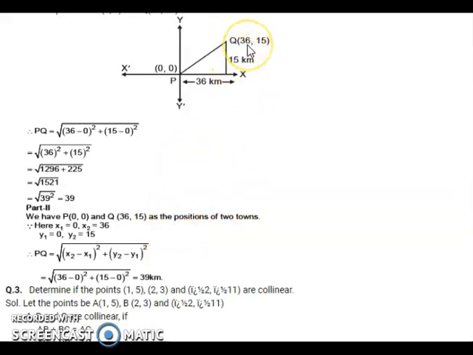Again, the value of x2 remains the same, 36, and y2 is 15, and the value of x1 is 0 and the value of y1 is again 0. So this is 15 and 36. Here we apply the Pythagoras theorem. Again we get the answer: 39 kilometers.